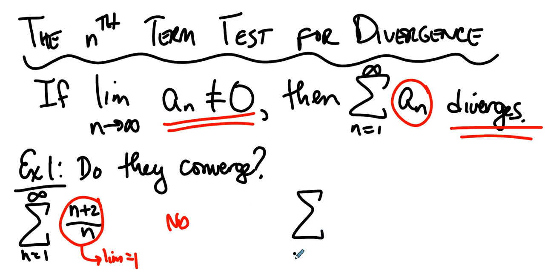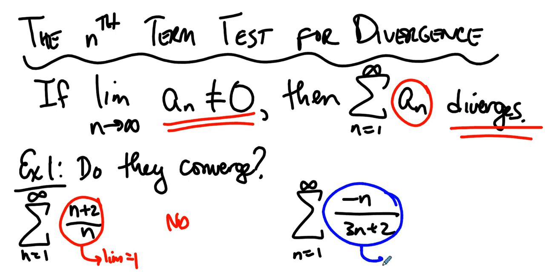What about this? Well, what happens to this as n gets large? Well, the limit is negative 1/3. And so we're adding negative a third, negative a third, negative a third, negative a third, negative a third, and that definitely gets infinitely large in a negative direction.